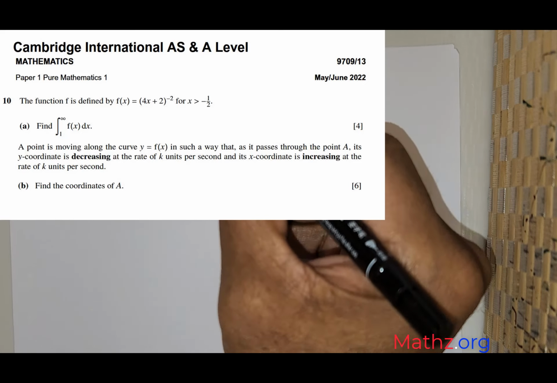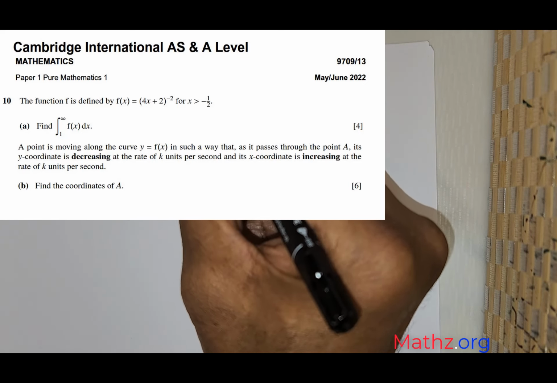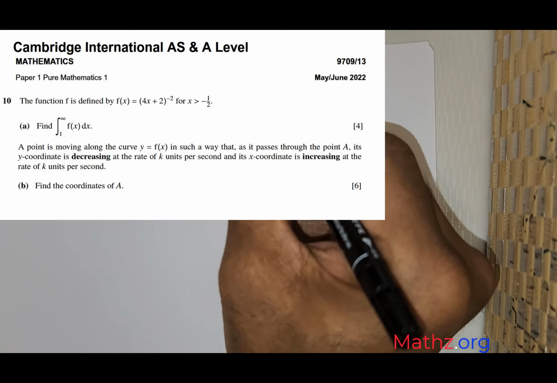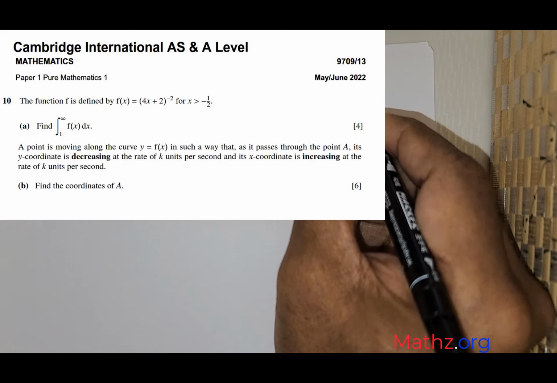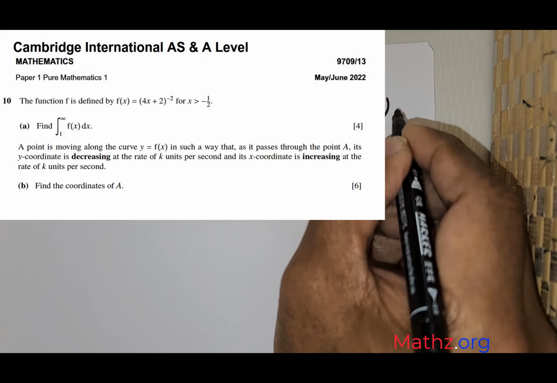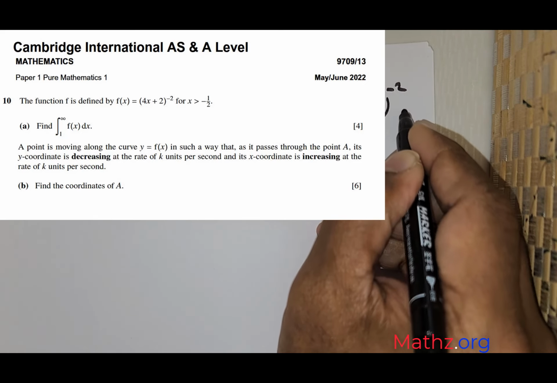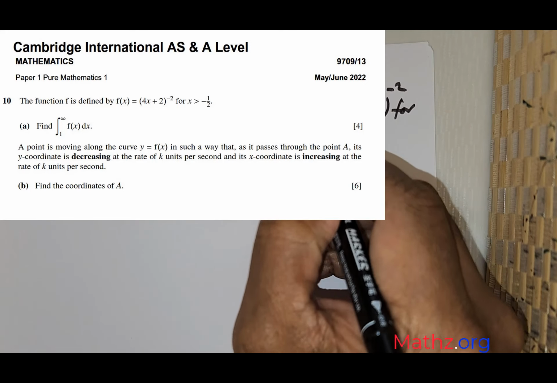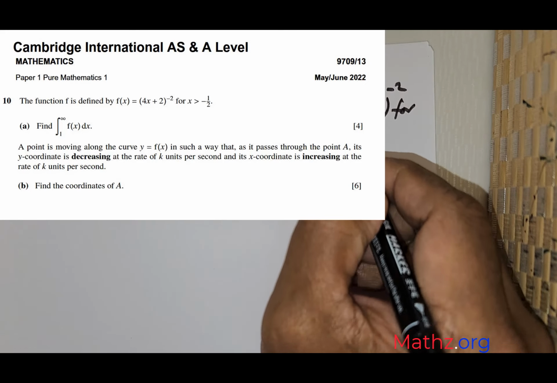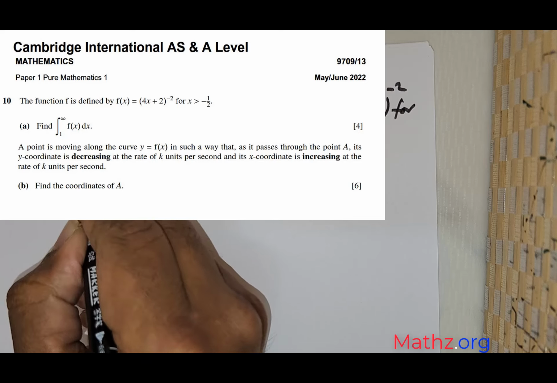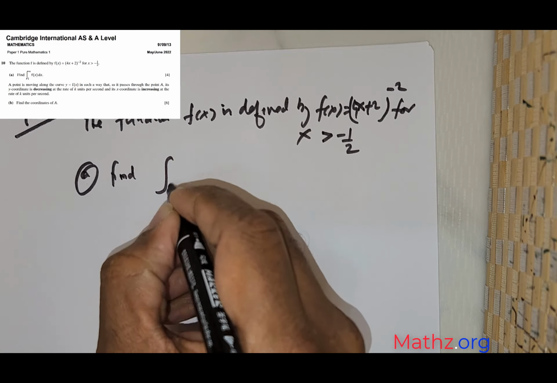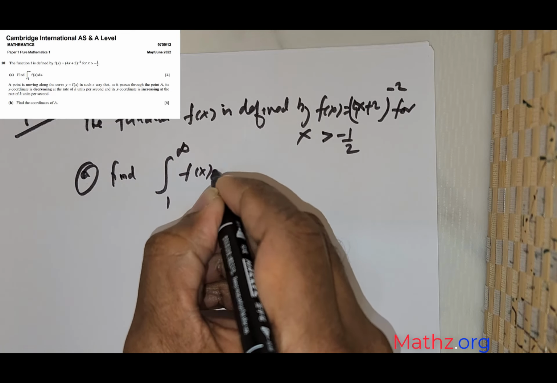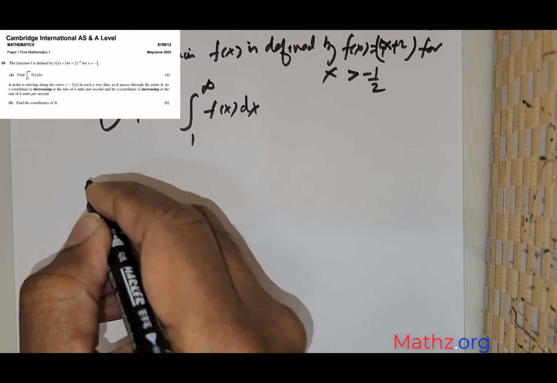The function f is defined by f(x) = (4x + 2)^(-2) for x > -1/2. We are asked to find the integral from 1 to infinity of f(x) dx.